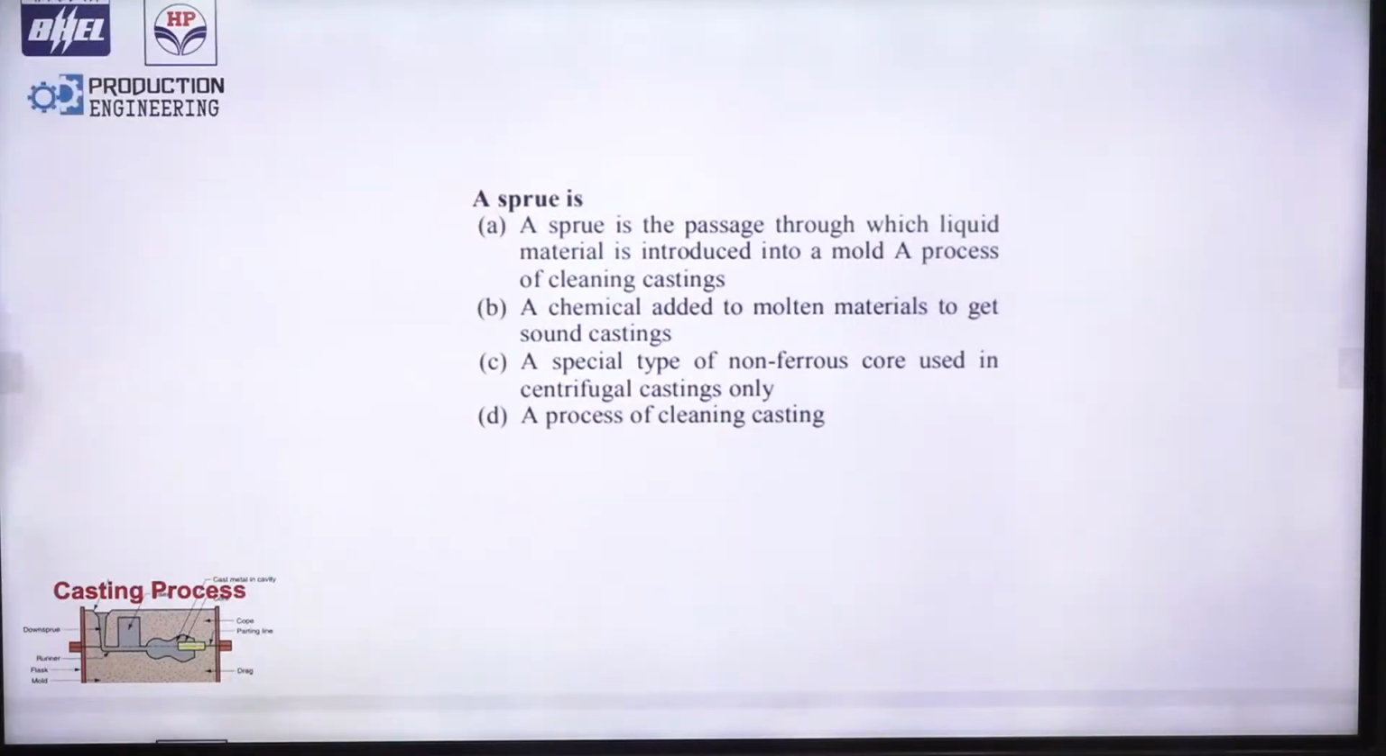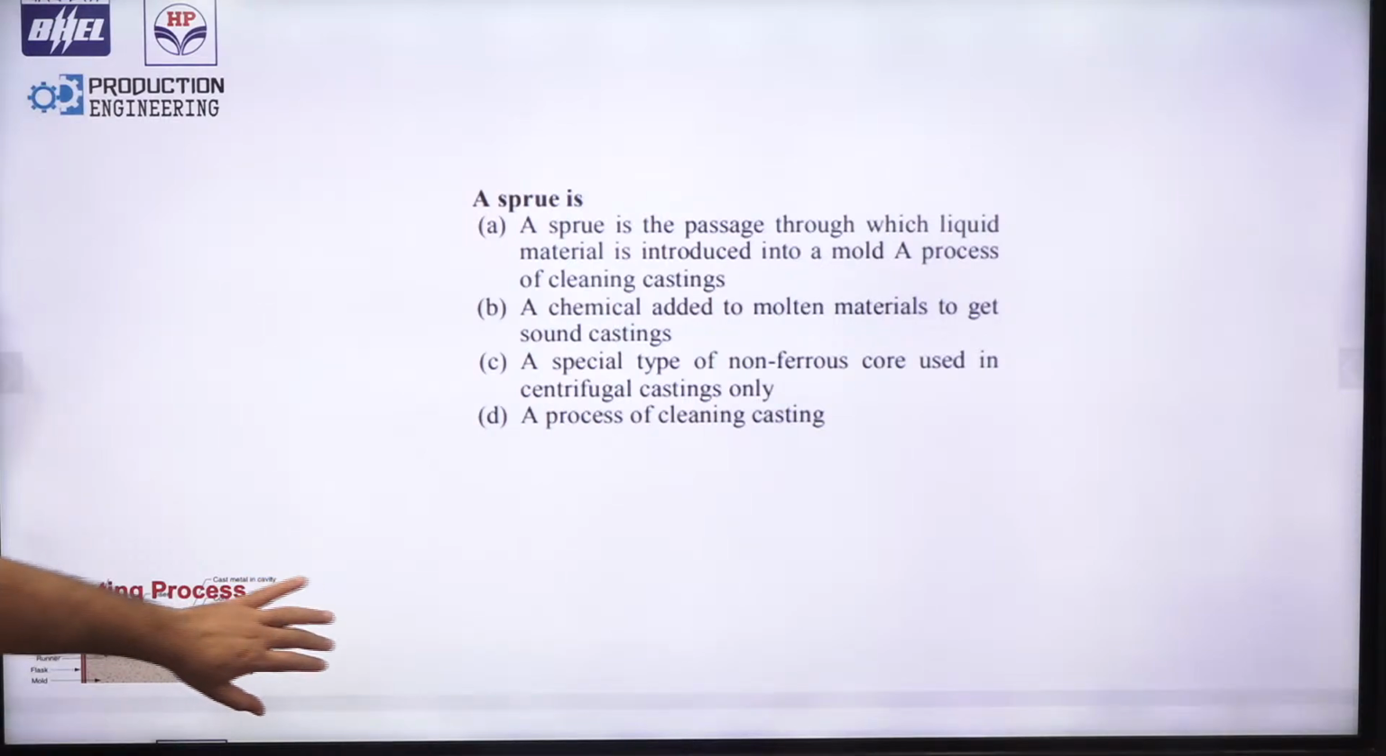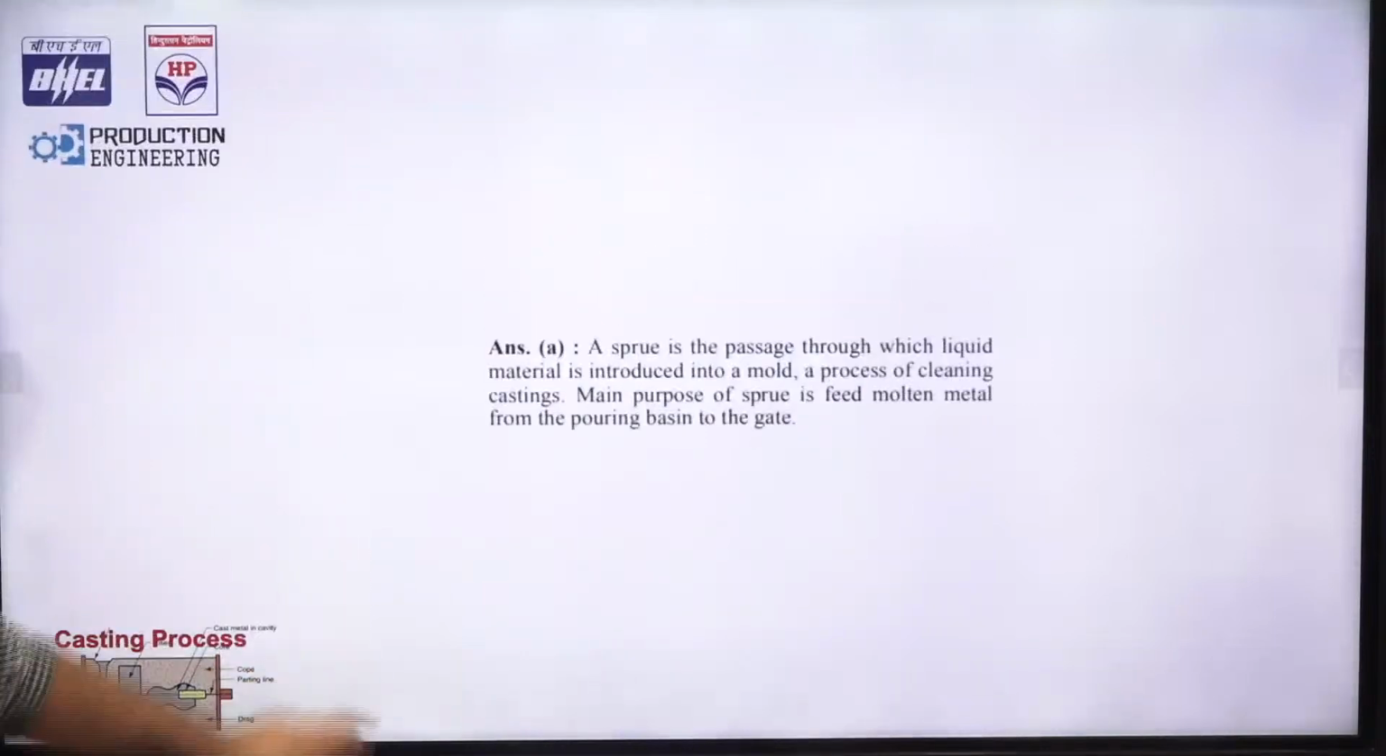So what is sprue? Which is the answer? Sprue is the passage through which molten metal is introduced into the mold. Very simple. I think all of you can answer this. So this is the answer for that.